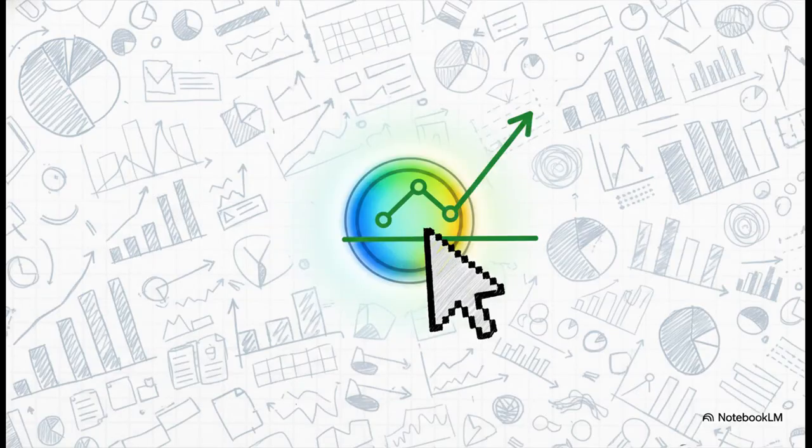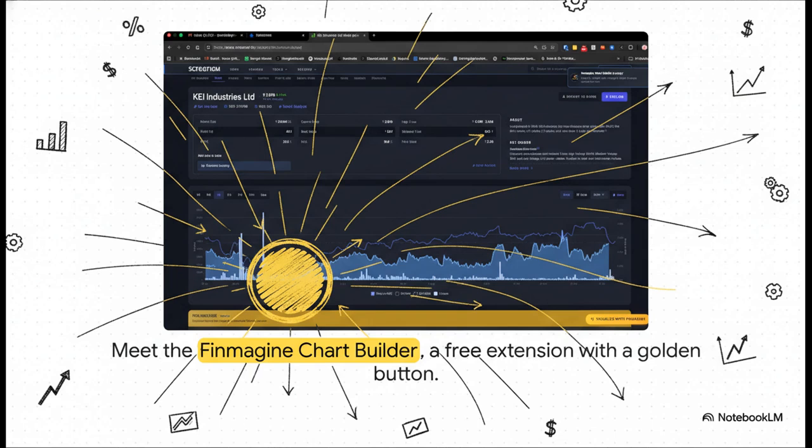But what if you could just press a button? Seriously, imagine a single click that instantly transforms all that raw data, revealing the story visually. A click that just cuts right through all the noise and gets you straight to the insight we're looking for. Well, that button actually exists. It's called the FinMagine Chart Builder, and it's a totally free Chrome extension.